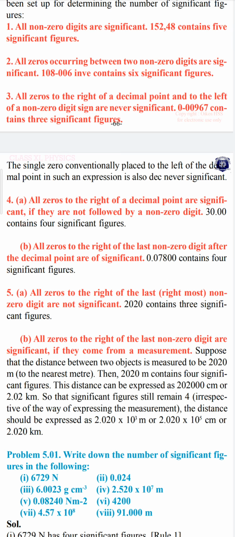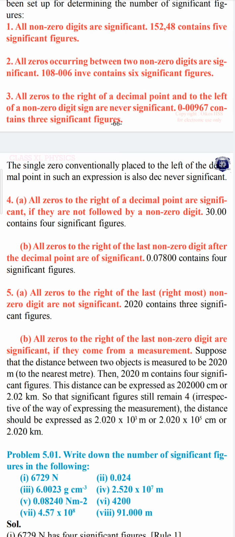B. All zeros to the right of the last non-zero digit are significant, if they come from a measurement. Suppose that the distance between 2 objects is measured to be 2020 meter, to the nearest meter. Then, 2020 meter contains 4 significant figures. This distance can be expressed as 202,000 centimeters or 2.02 kilometer, so that significant figures still remain 4, irrespective of the way of expressing the measurement. The distance should be expressed as 2.020 × 10^3 m or 2.020 × 10^5 centimeters or 2.020 kilometers.